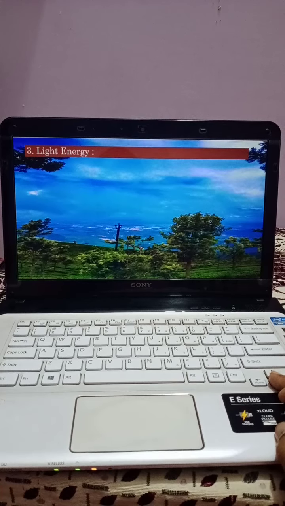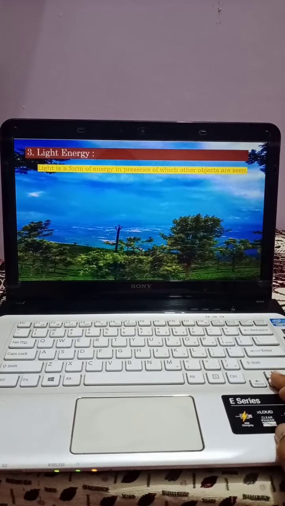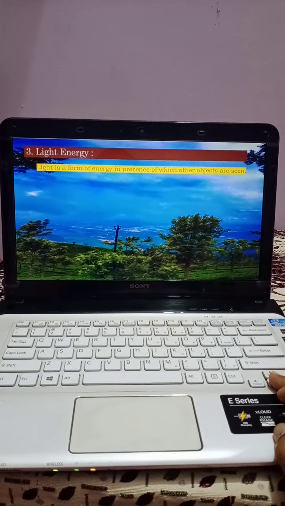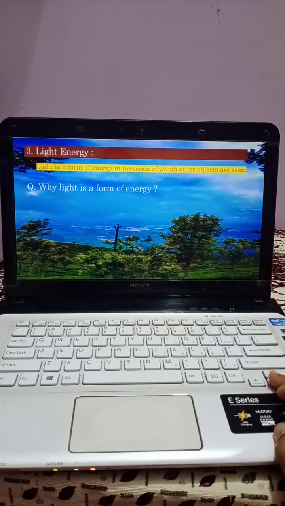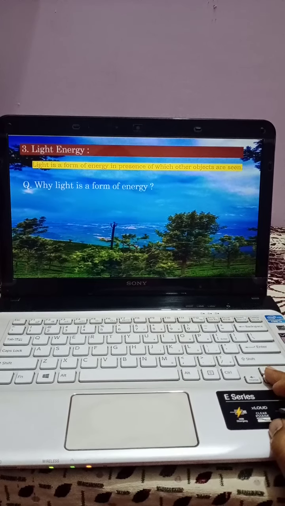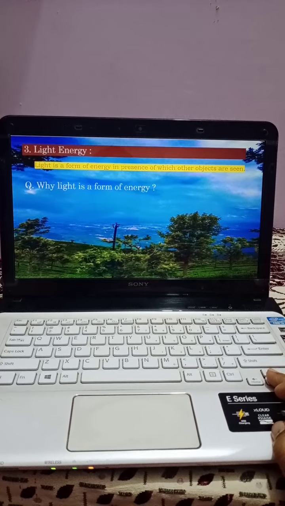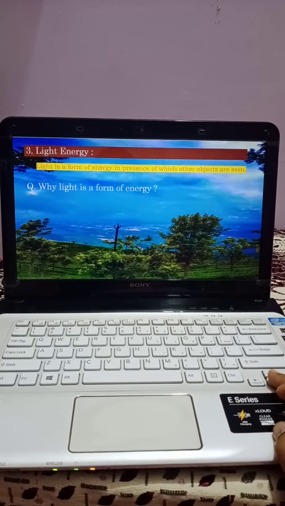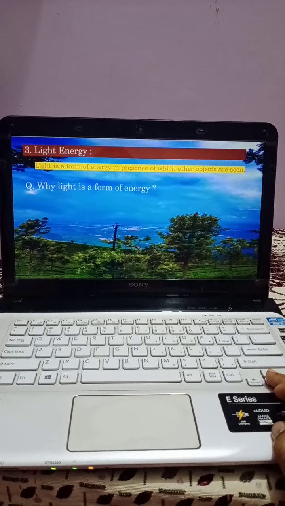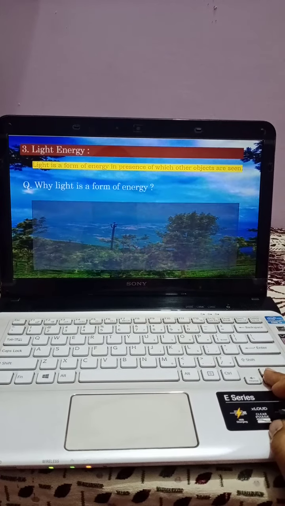Next, light energy. Light is a form of energy in presence of which other objects are seen. Then again the question comes: why is light a form of energy? Because light does not seem to move any object. Therefore here we have a question which we are going to answer: why is light a form of energy?